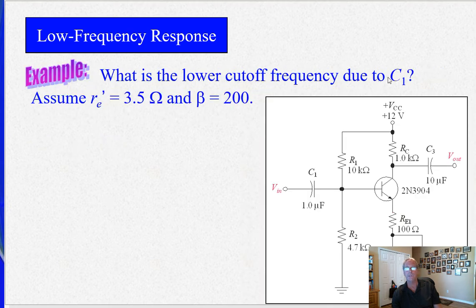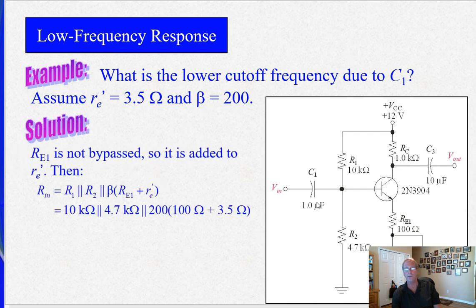Let's say lower cutoff frequency due to C1. Okay, so R prime E is 3.5 ohms and beta is 200. So here it is. RE1 is not bypassed. Why isn't that? It's in series, right? But we're assuming that RE2 is bypassed because we're at a frequency that C2 is shorting it out. That's a pretty big capacitor, 47 microfarad. So it's shorting out RE2 for sure, okay? At this frequency.